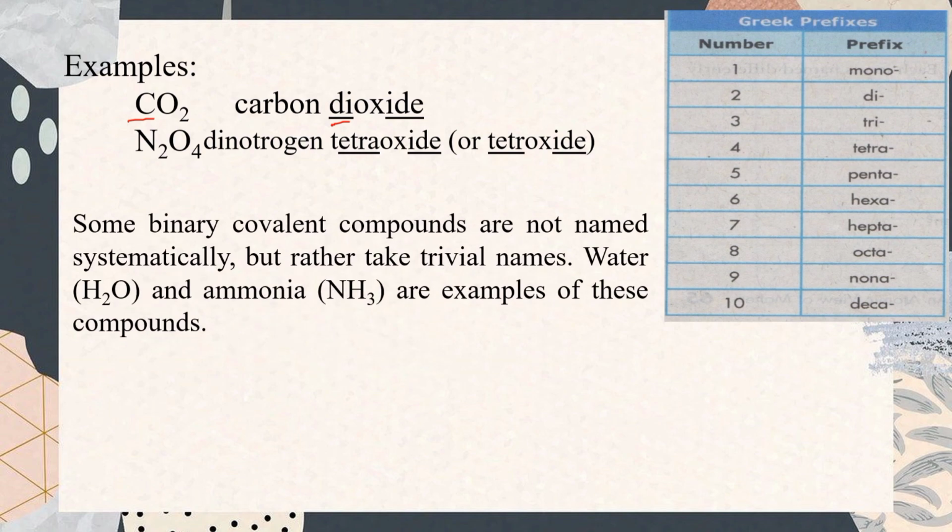Some binary covalent compounds are not named systematically, but rather take trivial names. Water, H2O, and ammonia, NH3, are examples of these compounds.